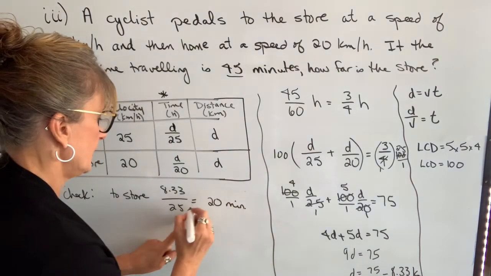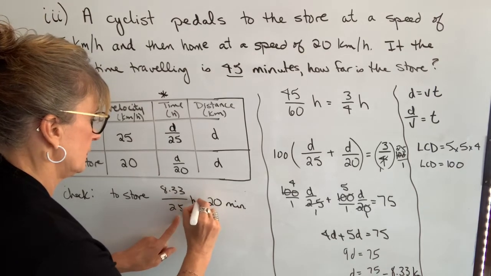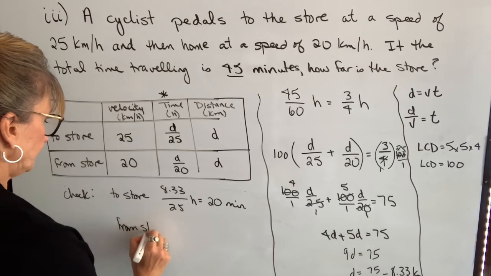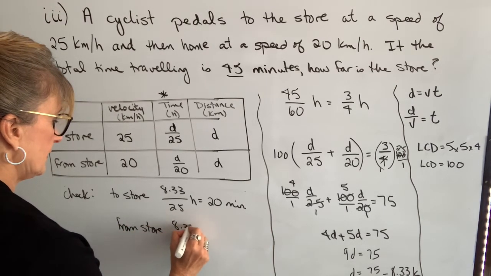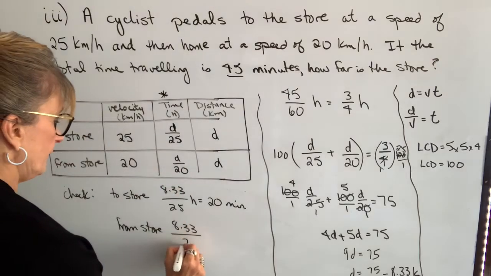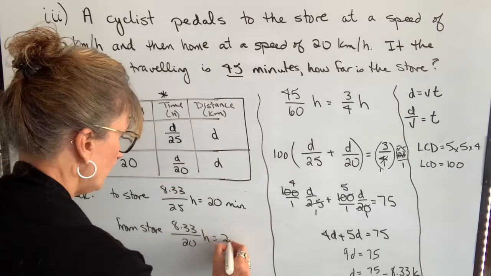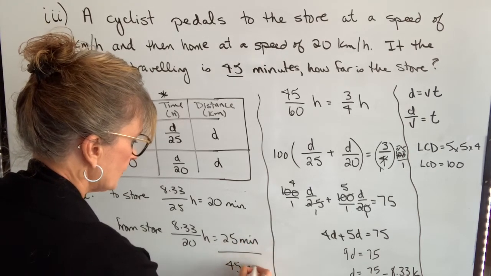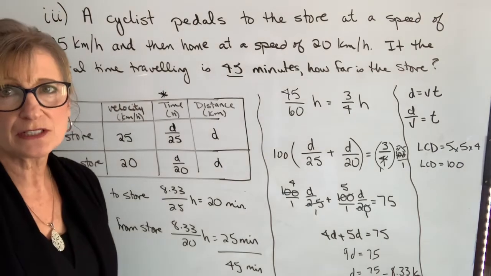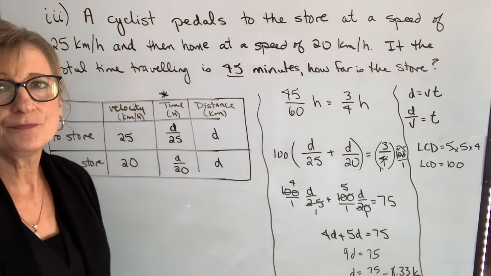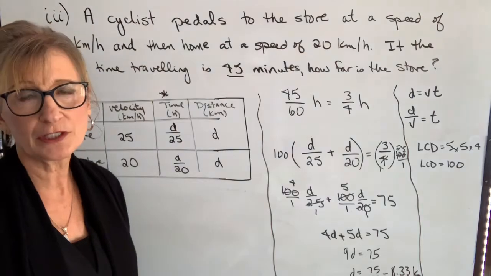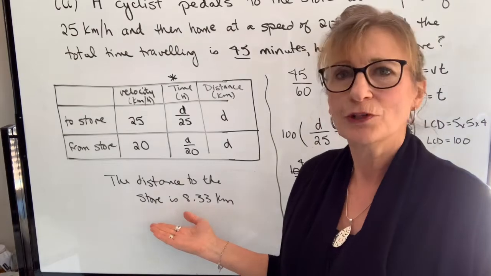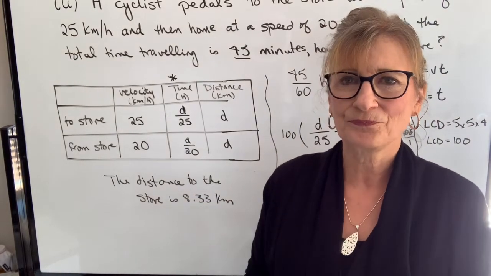So this is going to be hours, which would be that many minutes. From the store, if we took our distance divided by the speed of 20, it will be 25 minutes. So you can see that our total travel time indeed will be 45 minutes. Have we answered the question? That's what we let our variable equal, the distance. So we have, and we just make a statement. Now that you've written the statement, you're done the problem.